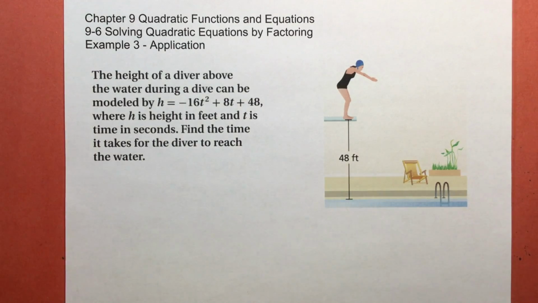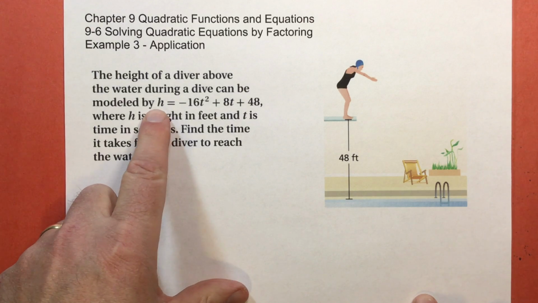Hello, welcome back to Chapter 9, Section 6, Solving Quadratic Equations by Factoring. In this example, like a lot of the examples that we're going to be doing, we're going to involve physics and problems that involve objects, or what we call free-falling bodies. In this case, it's literally a body, it's a diver. All right? The height of the diver above the water during a dive can be modeled by this function.